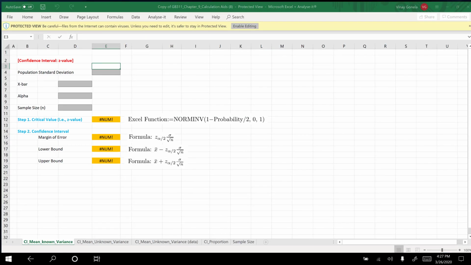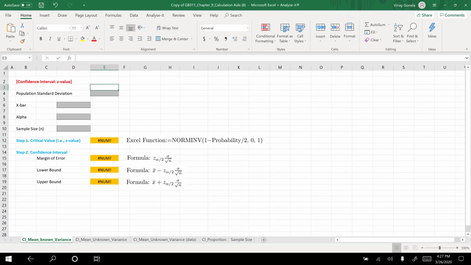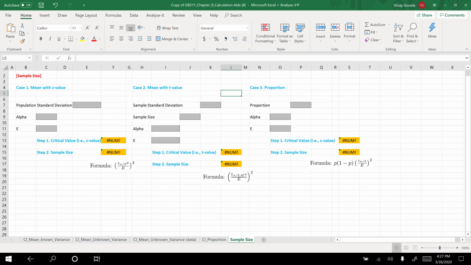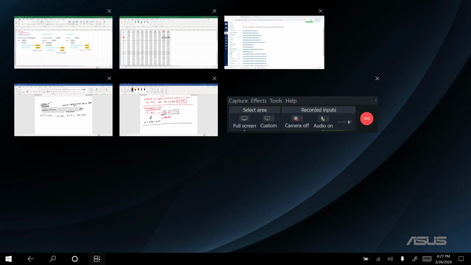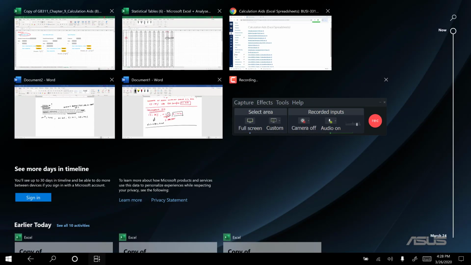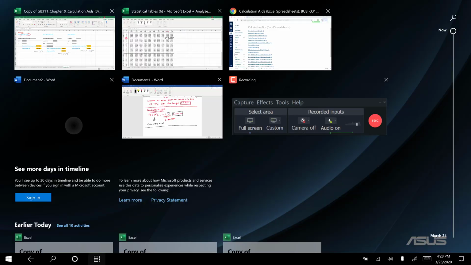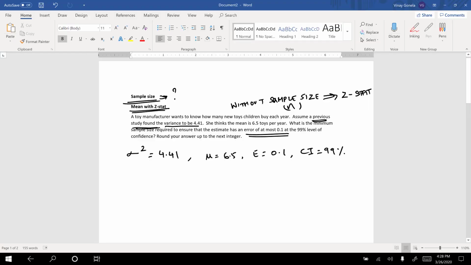I will do enable editing, and we are in the confidence interval mean non-variance spreadsheet, so we need to go to sample size. The first thing is, again, we are dealing with mean with z values, so the population standard deviation we need to determine. So I will go here. They gave us variance.